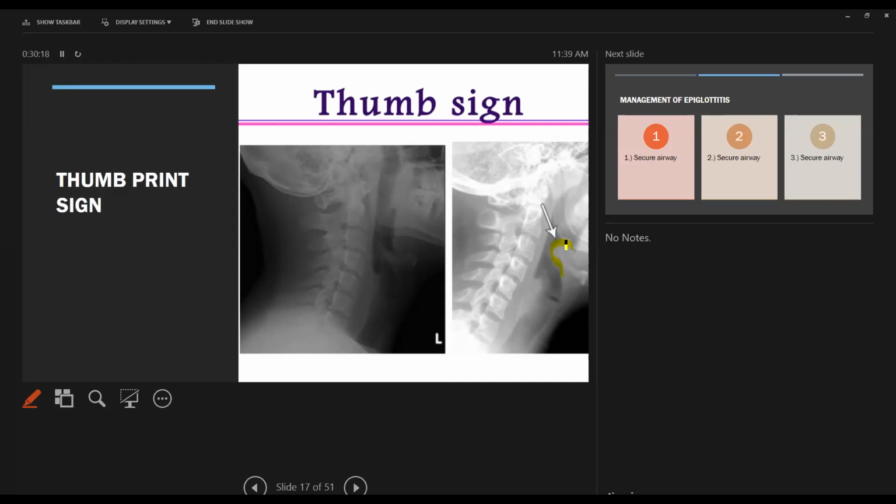It's swollen and inflamed, and it looks like somebody just printed their thumb right on there. This is a normal epiglottis, okay? And this is a super inflamed epiglottis. So clinically, we can already diagnose this without this imaging. So that's one thing you want to make sure of. We want to stabilize our patient before we worry about getting the picture.